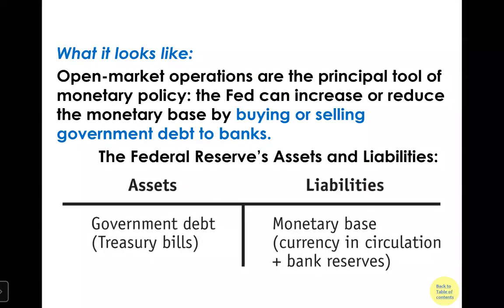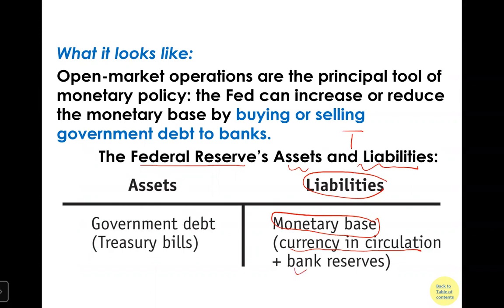Now let's see, okay, this is an example. This is the Federal Reserve's assets and liabilities, or the T account for the Federal Reserve. Now, the Federal Reserve's liability is going to be the monetary base. So this includes currency in circulation and bank reserves. How do we understand that?